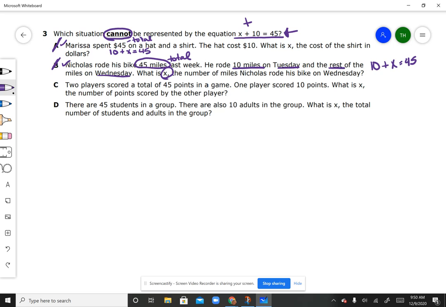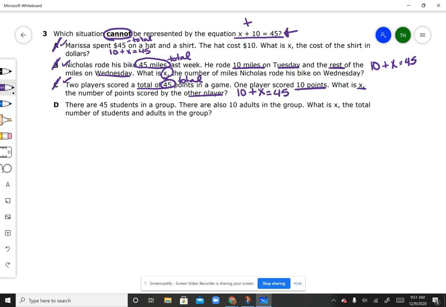2 players scored a total of 45 points in a game. 1 player scored 10 points. What is X, the number of points scored by the other player? Okay. So again, we have a total of 45 points. 1 player scored 10. What is X, the number of points scored by the other player? Okay. So if 1 player scores 10, the other player would score X, and that would give me a total of 45 points. Again, this is the same equation as A and B. So we know that this situation works out, so that is not my answer.